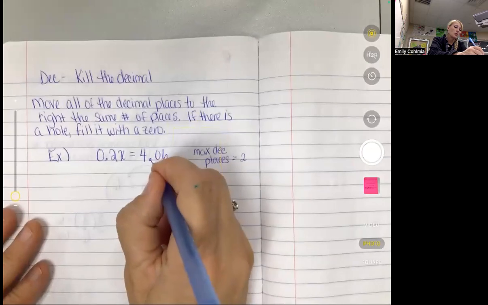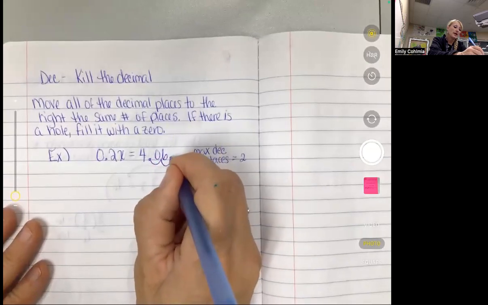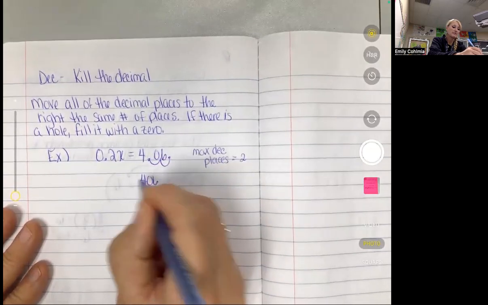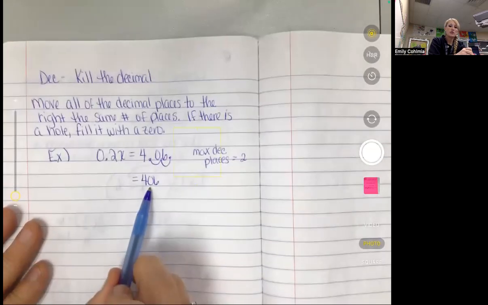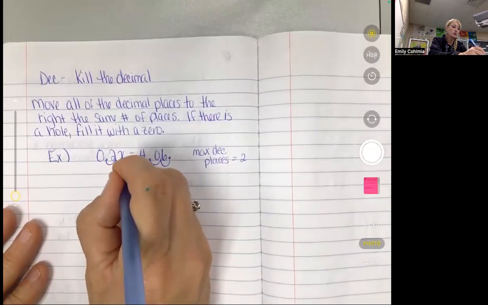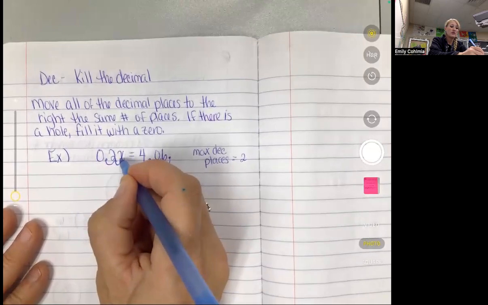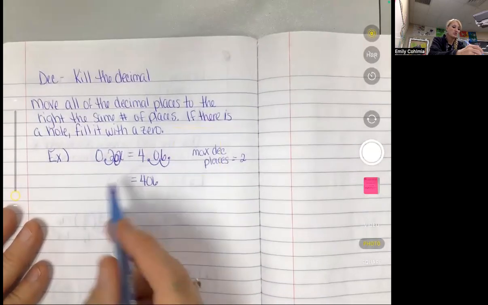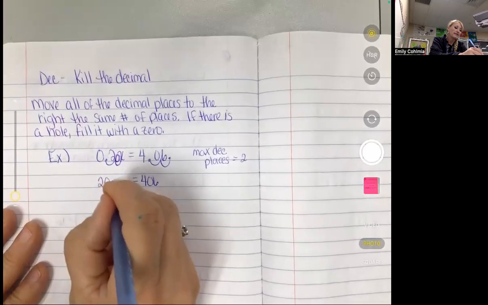Therefore, we are going to move the decimal place in all of these 2 places. So we go 1, 2, and move the decimal place back here, which means this becomes 406. But if I move it here, then I have to move it here too. So this becomes 1, 2, but now I have a hole. If I have a hole, fill it with a 0. So 0.2 just becomes 20. So this is 20x.